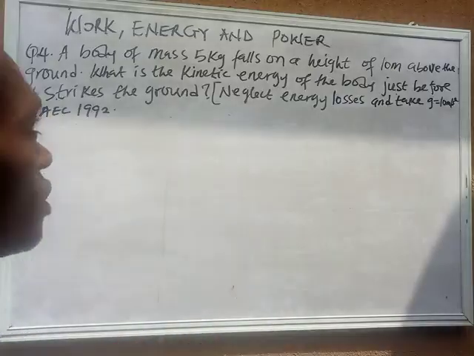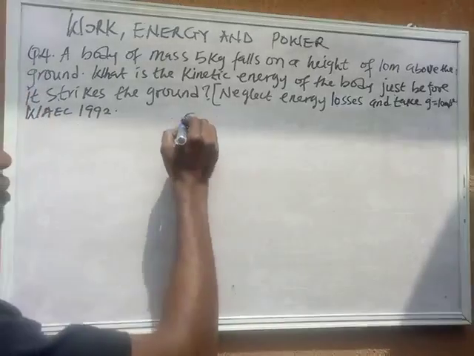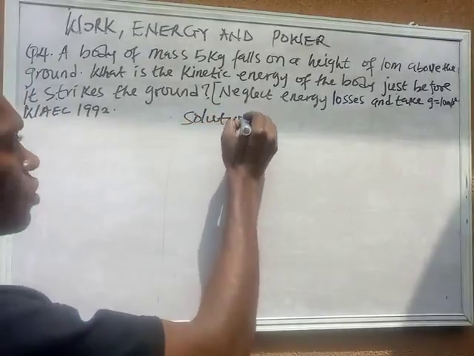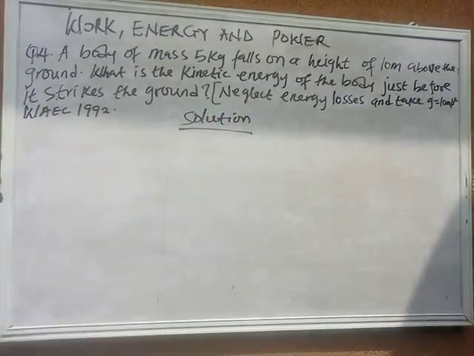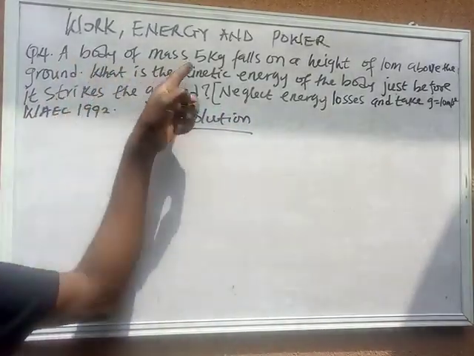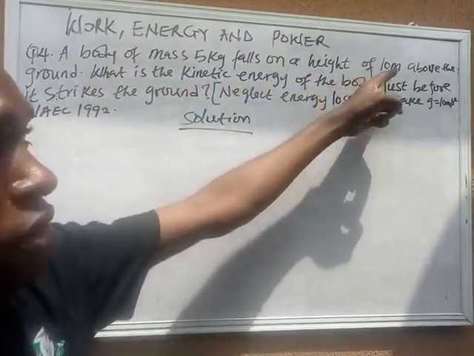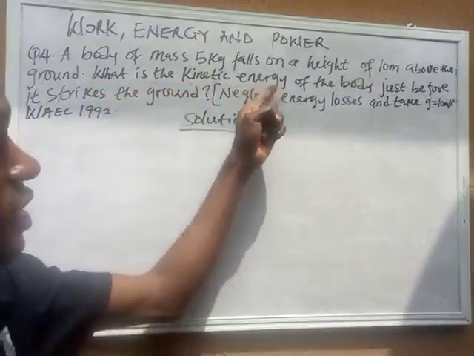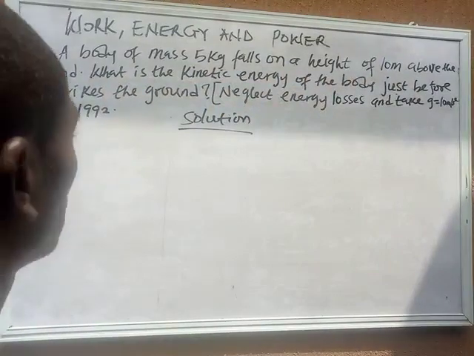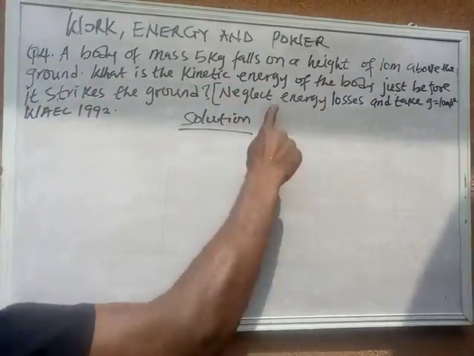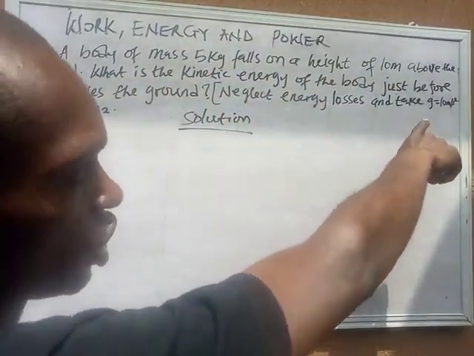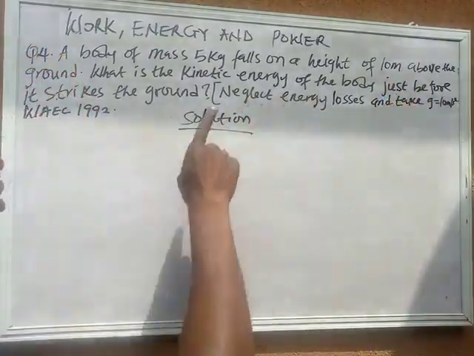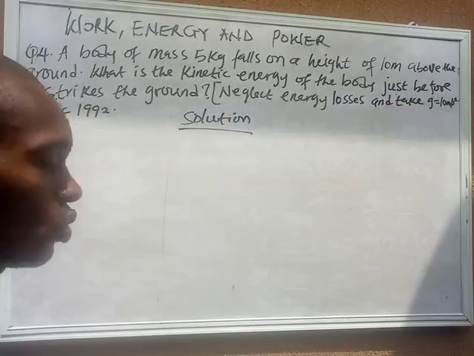Now, let's look at this. We have a solution. Let's read the question. A body of mass 5 kg falls from a height of 10 meters above the ground. What is the kinetic energy of the body just before it strikes the ground? Neglect energy losses and take g equals 10 meters per second squared. This is WAEC 1992.